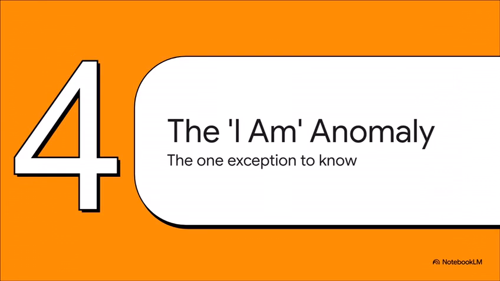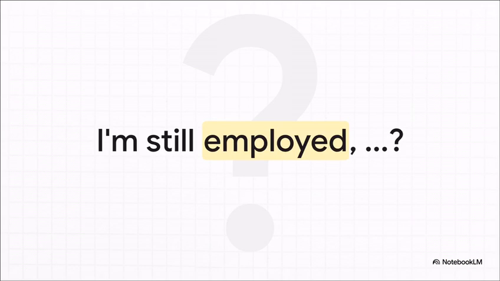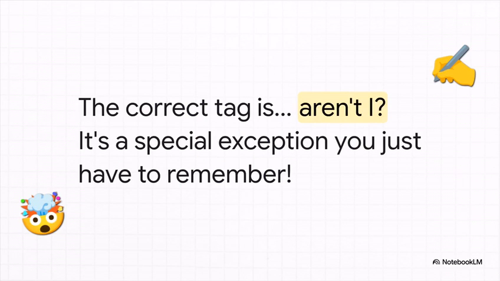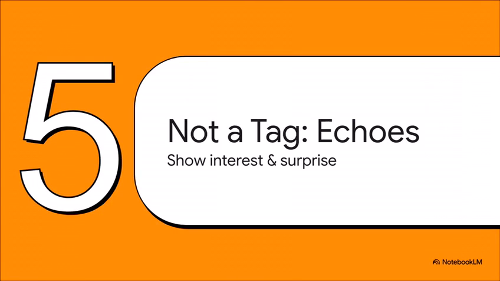All right, brace yourselves for the weirdest one of all. There's this one major exception that just throws all the logic out the window. It's the one for I am. So think about it. If you follow the rules we just learned, the tag for I'm still employed should be amn't. But just try saying that out loud. Amn't? It sounds super weird and clunky, doesn't it? And the correct answer is aren't I? I know. It makes zero logical sense, but that's just how it is. It's one of those weird quirks of English you just have to file away in your brain. I'm late, aren't I?